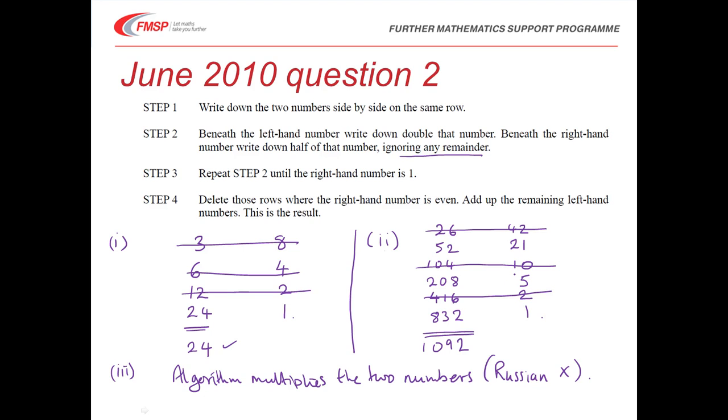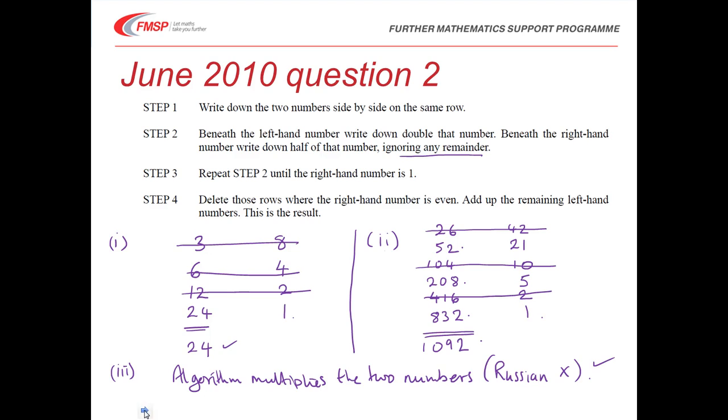On the right, it's the same, a mark for halving and doubling, and a mark for deleting the rows, but whereas last time it was simply a mark for deleting everything and writing down 24, which is rather simple, this time you've got to delete the right rows and add up the correct numbers. So there's 2 separate marks for that, and a final mark for the right answer, making 4 marks for that part. And lastly, 1 mark for recognizing that the algorithm multiplies the 2 numbers.